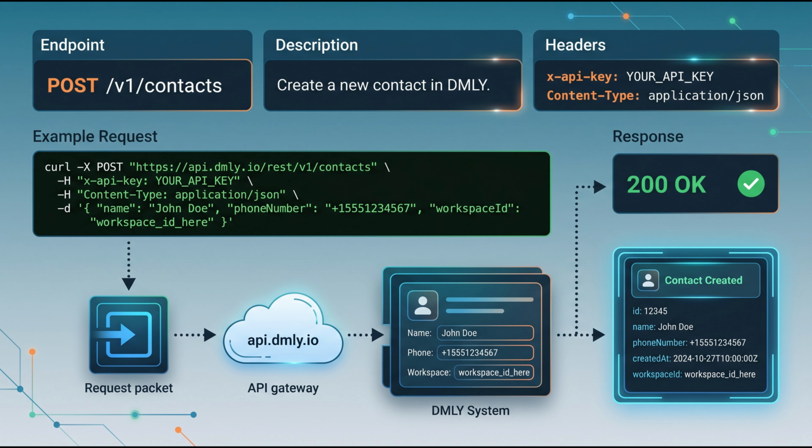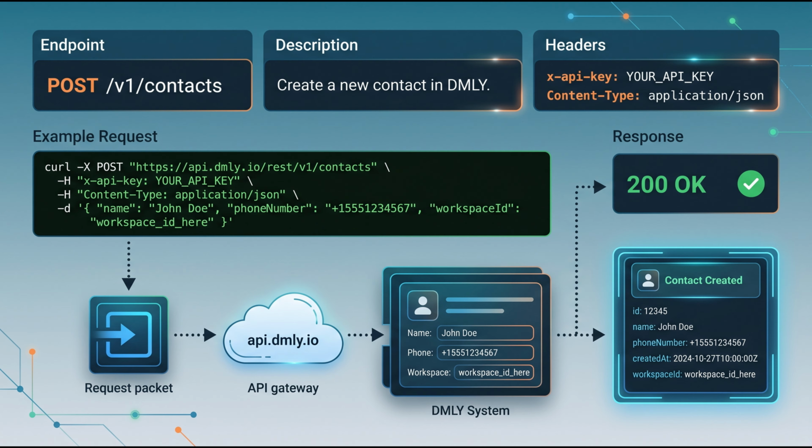Creating new contacts. The Create New Contact endpoint allows you to add a new contact to DMLY. It's a POST request sent to /v1/contacts. Authentication. Every request must include your API key in the header using the key X-API-Key. You'll also need to set the content-type header to application/JSON since the request body is sent as JSON.